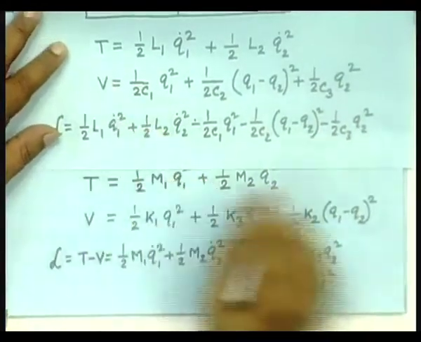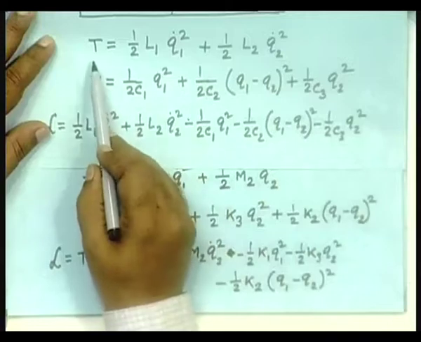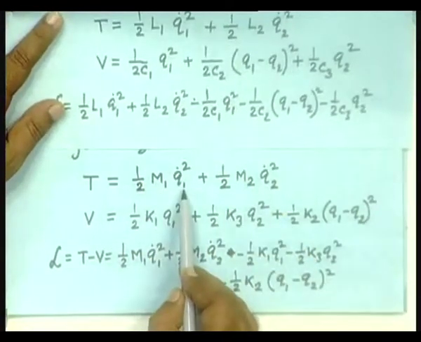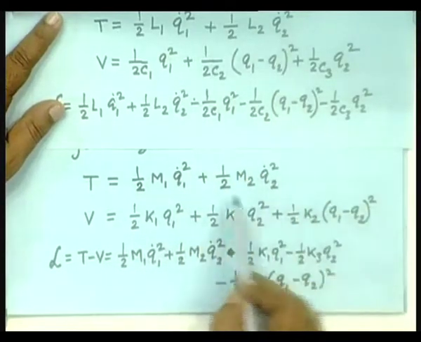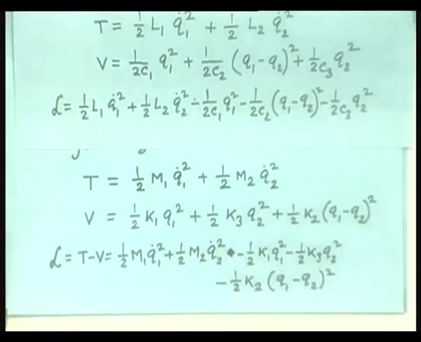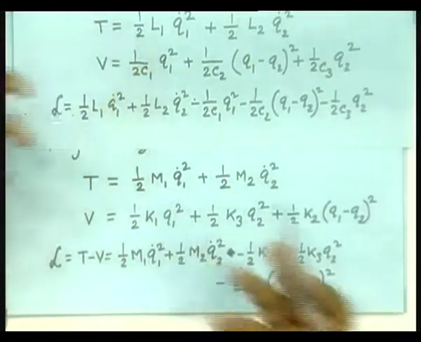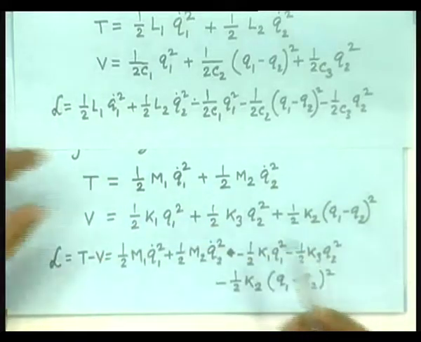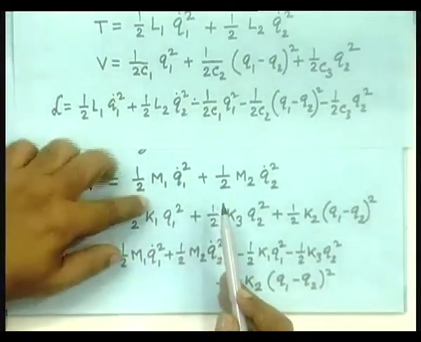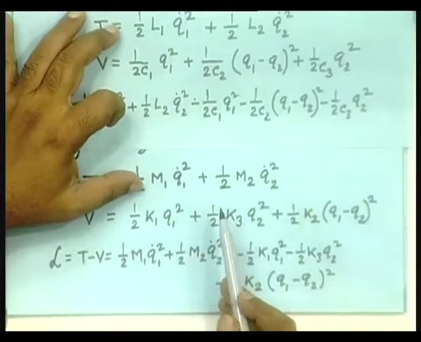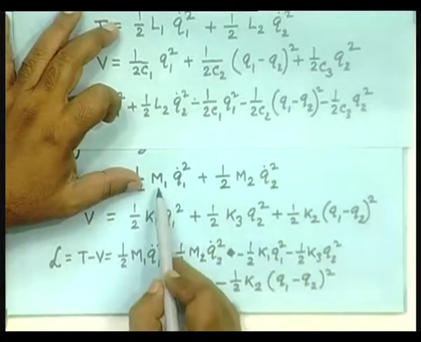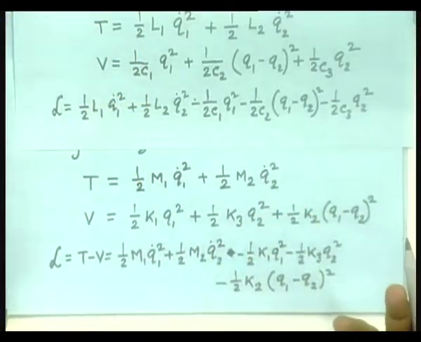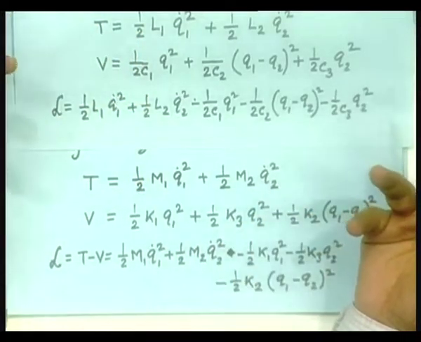See, here, can you see all of them? Yes. Here my T is half L1 Q1 dot square, half M1 Q1 dot square, half L2 Q2 dot square, half M2 Q2 dot square, exactly the same, only M and L are interchanged. Therefore, the kinetic energy in these cases not only are conceptually the same, even in magnitude they are the same, provided that you are expressing M and L in the same quantities, whatever the units are.